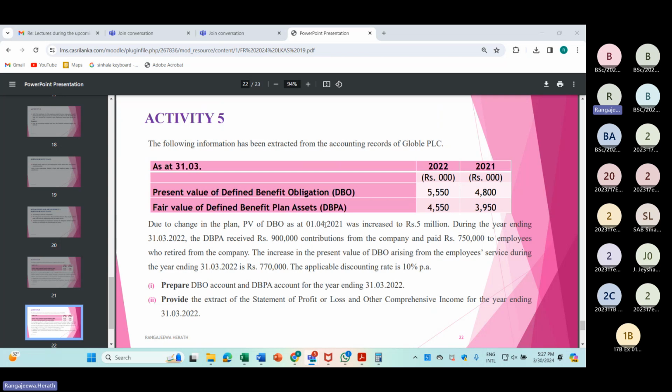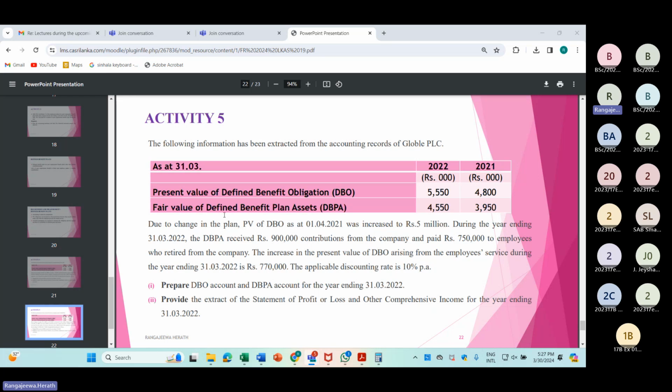Right? Now this one, the following information has been extracted from the accounting records of Global PLC. Present value of defined benefit obligation, 2022 year end 5,550, opening 4,800. Fair value of the defined benefit plan asset, 4,550 end of the year and 3,950 last year.